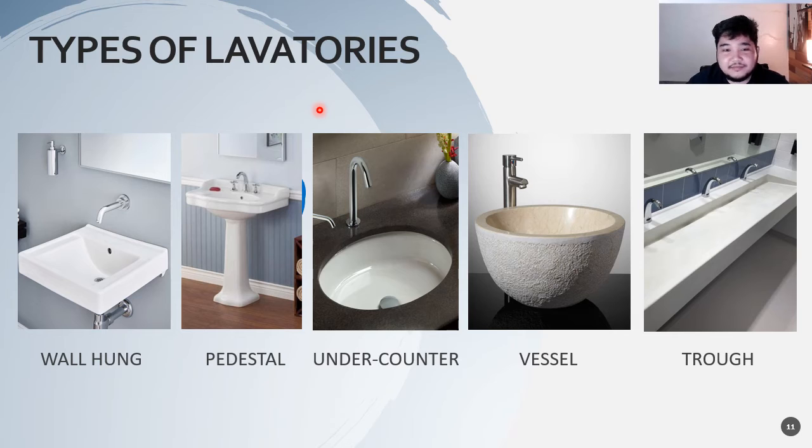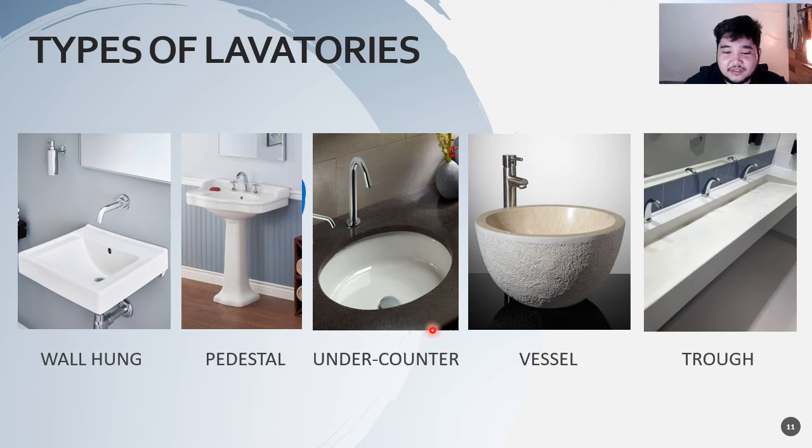Now let's go to the types of lavatories. Again, the types of lavatories are usually just based on how they are installed and sometimes on the aesthetics of it. But basically they all function the same. Again, wall hung is attached to the wall. These are good if you want to use the space underneath the lavatory. And then of course we have the pedestal, where the pedestal rests on the floor. Of course you can't use the space underneath it because it's blocked by the stand or the pedestal.